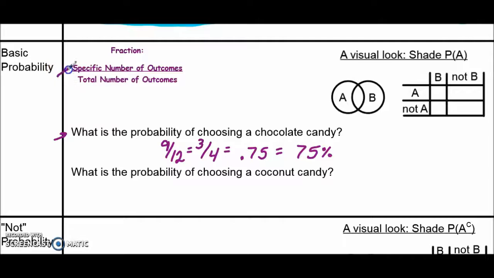First, we used a fraction, where we put the specific number of outcomes in the numerator and the total number of outcomes in the denominator. Think how many we have out of the total possibilities. In this case, it was 9 out of 12. We also created a probability, which is a decimal between 0 and 1. Remember, to get from a fraction to a probability, all you need to do is divide, either by hand or using a calculator.